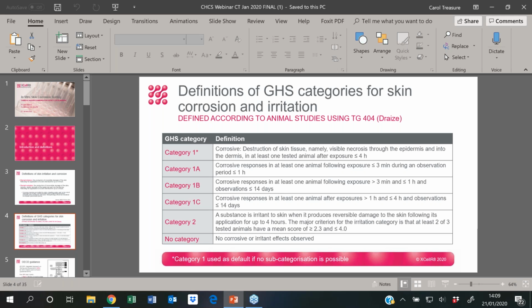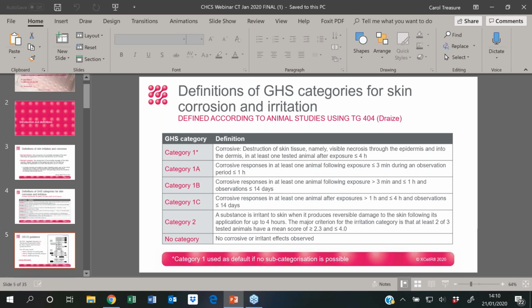And as we move on to talk about the in vitro tests, you'll see that they've been developed with these time points in mind so that they can model the subcategories that were originally described by the animal test. And then, of course, moving on, we have the GHS category 2, which is a skin irritant as opposed to a corrosive. And then we have no category for those not causing any effects.